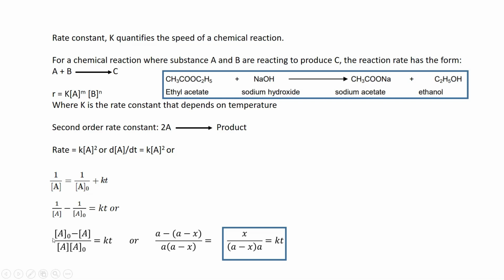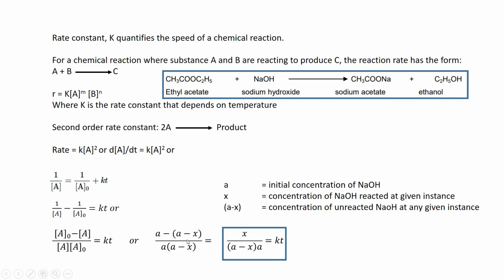Now you can convince yourself that this A naught, the initial concentration, can be taken as A, and if X is the amount of reacting species, then at any given point of time, the unreacted A, which is what appears in this expression, can be looked upon as A minus X. So the final expression is X by A into A minus X is equal to Kt. This is the expression that you will be using for determining the rate constant. And as I told you, in this reaction, you're going to monitor the change of concentration of sodium hydroxide alone.